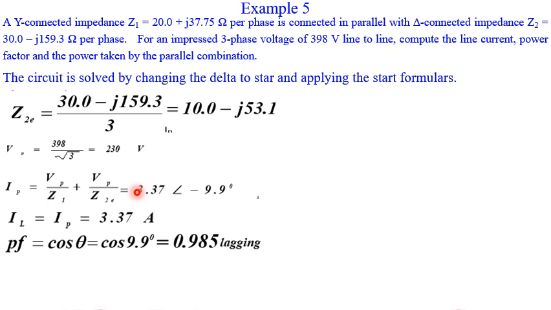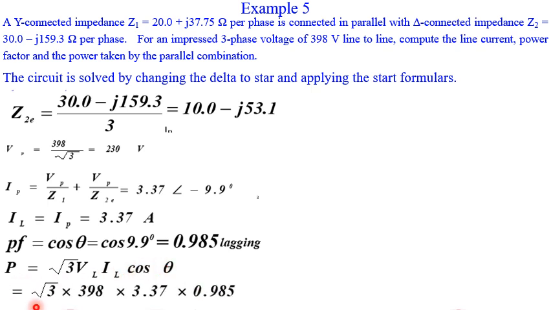And now to calculate, they said we should compute the power taken by the parallel combination. So we have to calculate the real power, so we just invoke this formula. We know the line current, the line voltage, and the power factor. So we just multiply them here, and we'll get our final answer as 2.29. This is how we simply solve it.